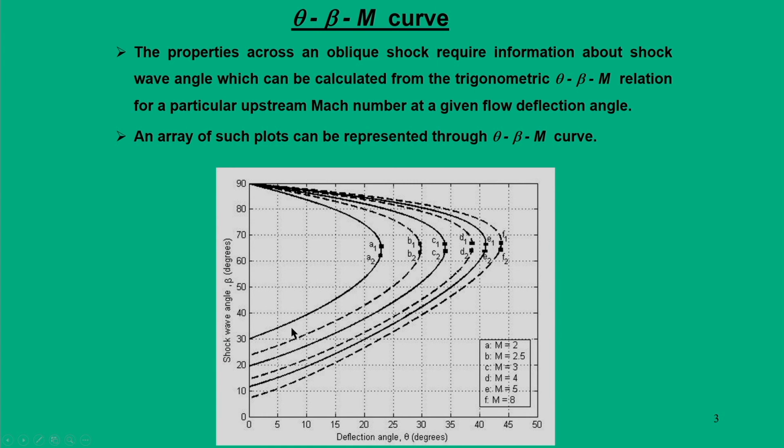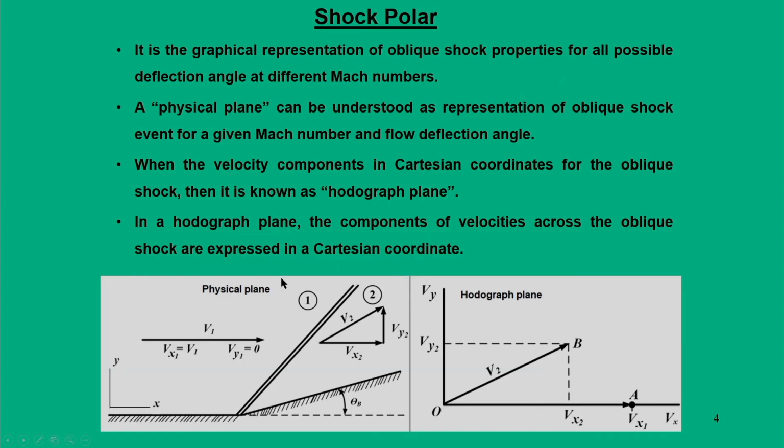Now, let me go one by one. While discussing oblique shocks, the first important method of graphical representation is the theta-beta-M curve, which is nothing but the relation between the shock wave angle and flow deflection angle for a given Mach number. The next approach of representing oblique shock waves is through shock polar, a method in which we represent the shock in what we call the hodograph plane.